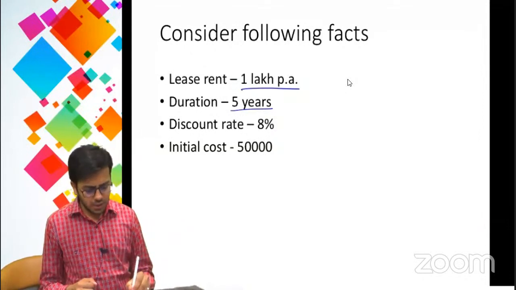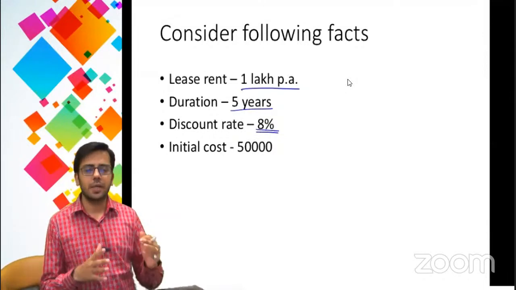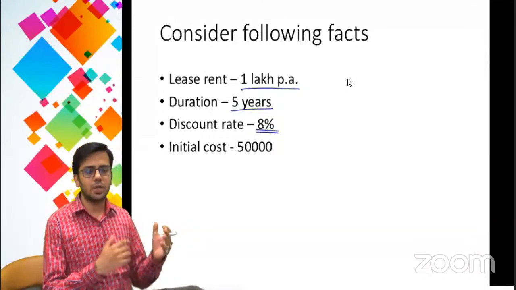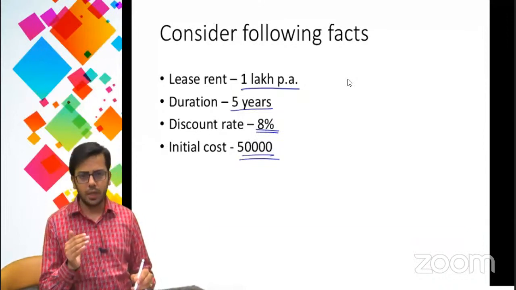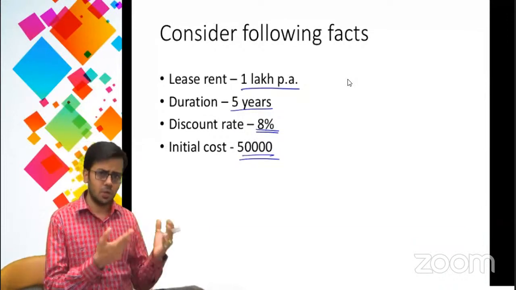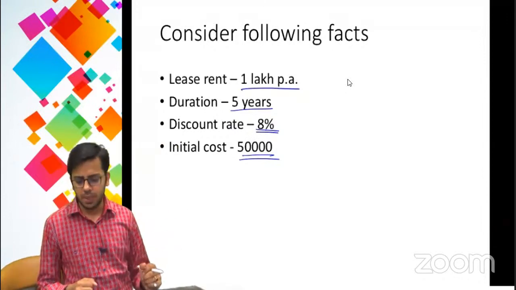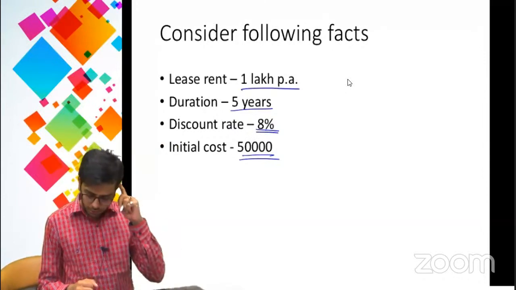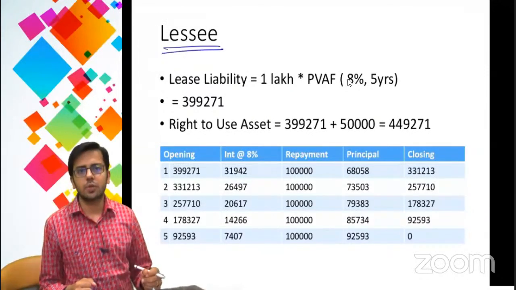So considering the same to be 8% for our example, and initially there are some transaction costs incurred by the lessee, and then later when we talk about the lessor, it is 50,000 rupees. Okay, so this is something that is incurred initially at the point of inception when the lease agreement took place, and all other 1 lakh rupees payment or receipt as the case may be will be at the end of each year. Okay. Now from the lessee's point, I'll be telling you first what will be the presentation.